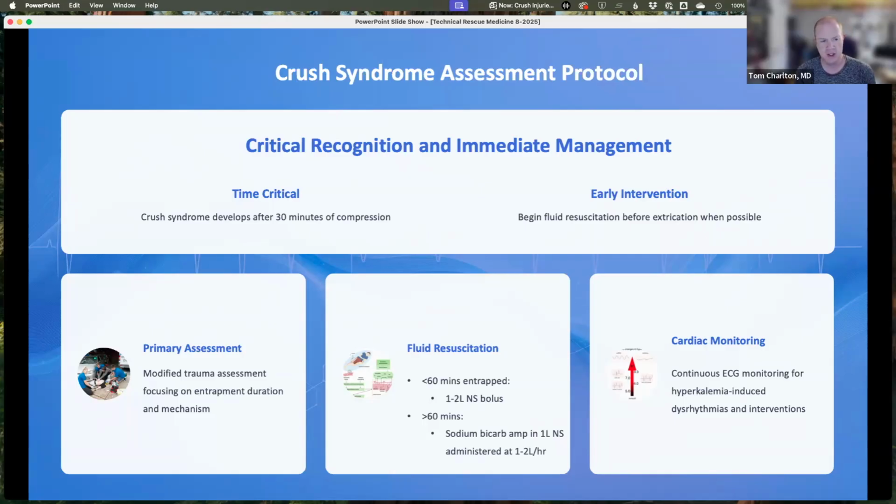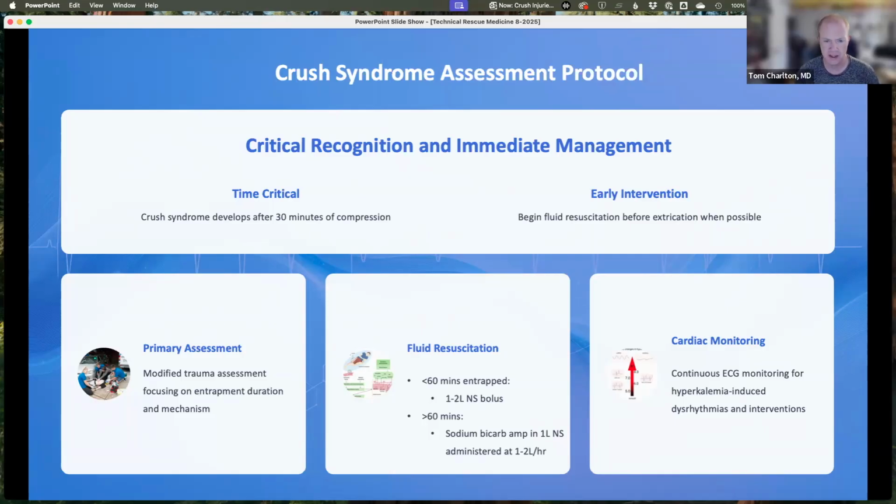We also need to make sure that, especially when we're dealing with building collapses and things like that, we're not missing the other potential injuries that may have occurred. So make sure that you're still going through and doing your rapid trauma assessment, and really try and pin down as much as you can how long that person may have been entrapped.